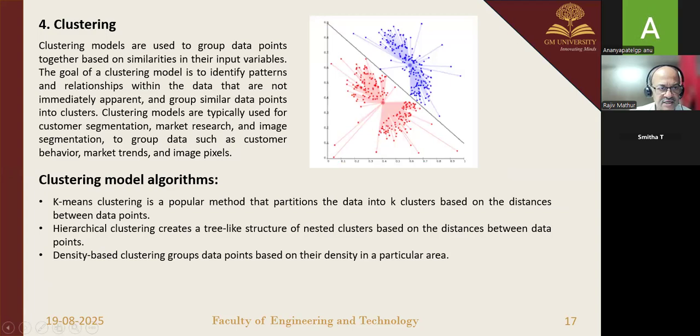The next type of predictive model is clustering. Now, what are these types? Clustering models are used to group data points together based on similarities in their input variables. If you have data sets, you can do some segregation in your data set, and based on that you can create some outputs.